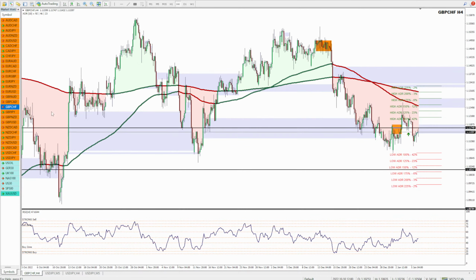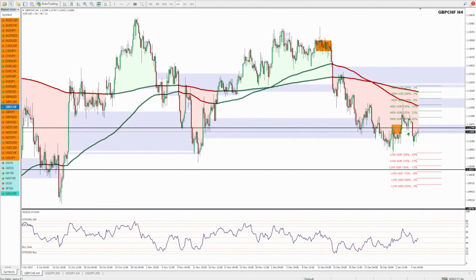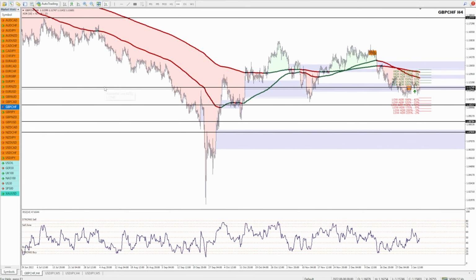The other Swissies, we've got the Pound Swiss. Again, sideways. Bias on the Pound Swiss is range bound. There's no COT. There's just no advantage anywhere on it. So pick a number, pick a direction. It's just not going anywhere. So I would look at this low potentially for a buy. We didn't get down to this low for a buy. There's just nothing to do on it.